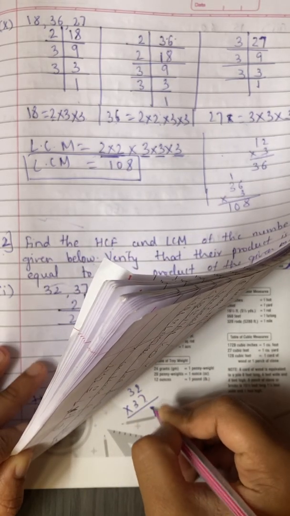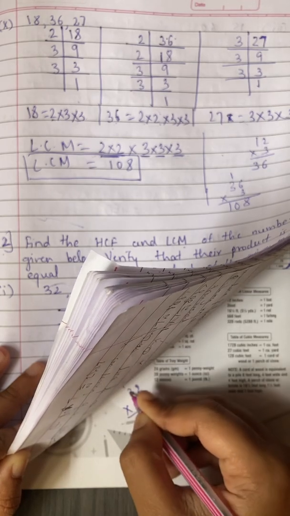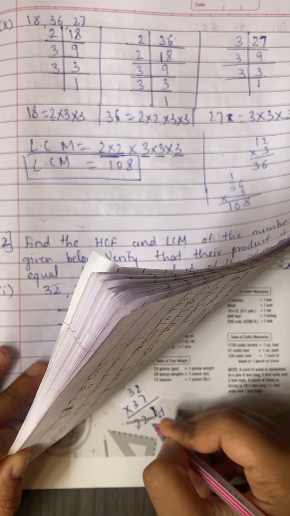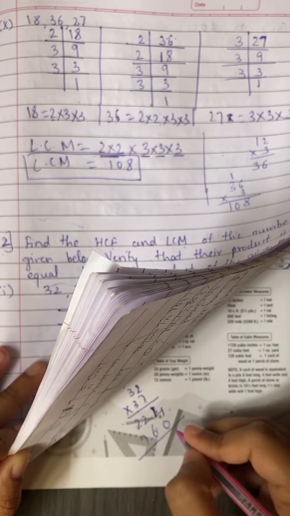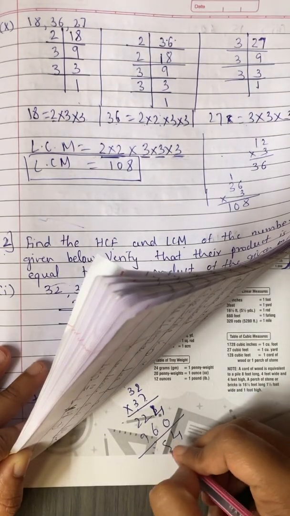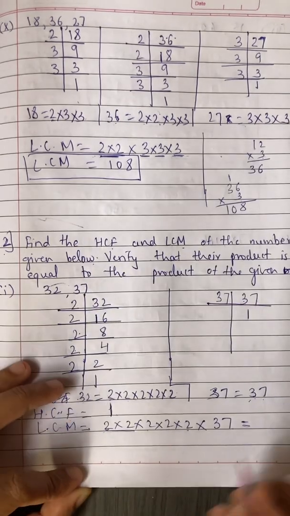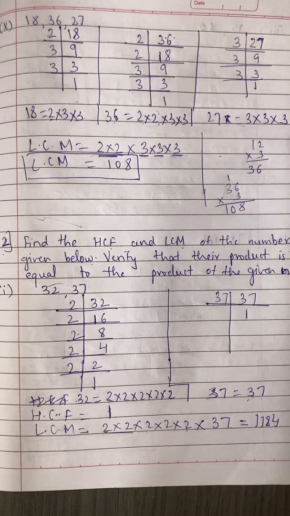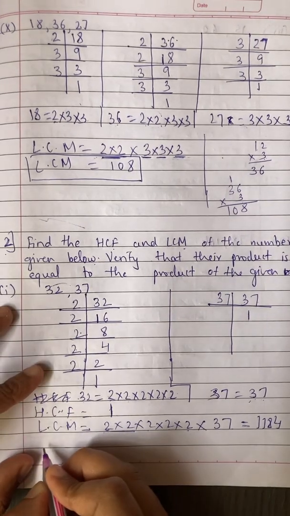7 2s are 14, 7 3s are 21, 22, 3 2s are 6, 3 3s are 9, 10, 11. So the answer is 1184. Okay, so the answer is 1184.